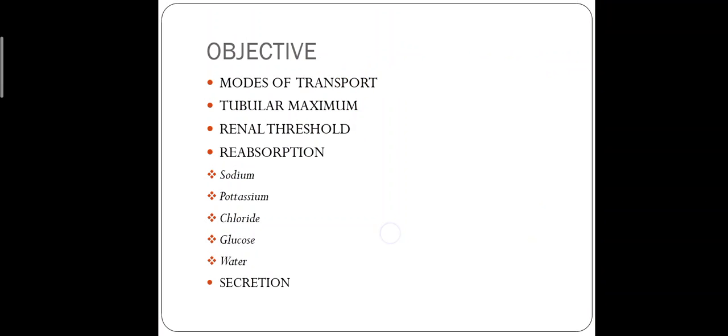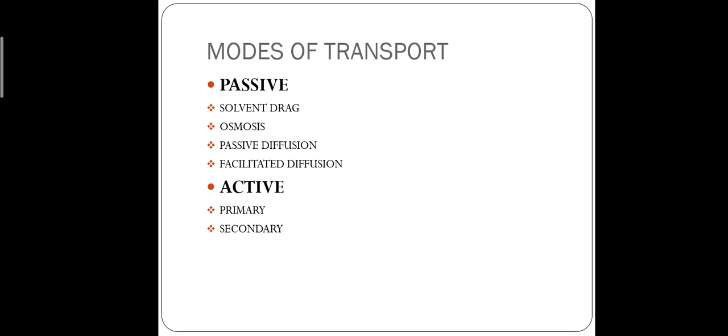Objective of my class is, after the end of my presentation, you will be thorough with modes of transport and the terminologies tubular maximum, renal threshold and reabsorption of some solutes such as sodium, potassium, chloride, glucose and water, and about secretion. For the substance to be transported, it must first be transported across the tubular epithelial membrane to the renal interstitial fluid, then through the peritubular capillary membrane back into the blood. We have two modes of transport, active and passive, and the transport can be transcellular or paracellular.